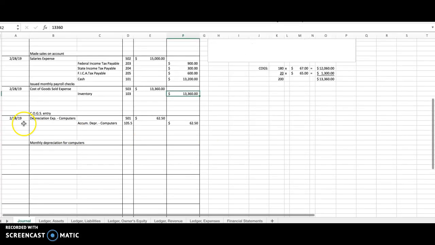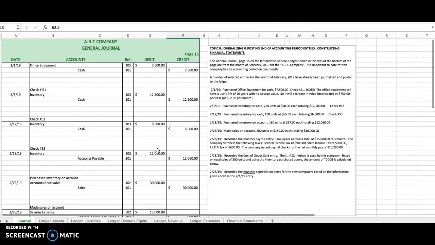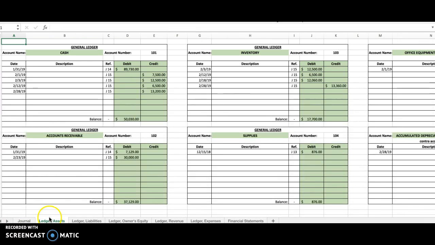And finally, the last entry, depreciation. This is from this topic, topic 8. We looked above and saw that the depreciation for the computer system is going to be $62.50 every month. So this entry has to be made at the end of every month. Depreciation expense is debited. Accumulated depreciation for computers is credited by $62.50. So those are transactions that you ought to understand by this time, and they are all put into the ledger.